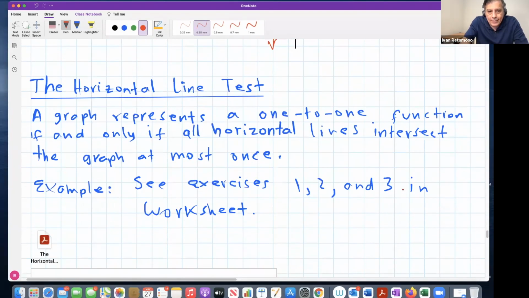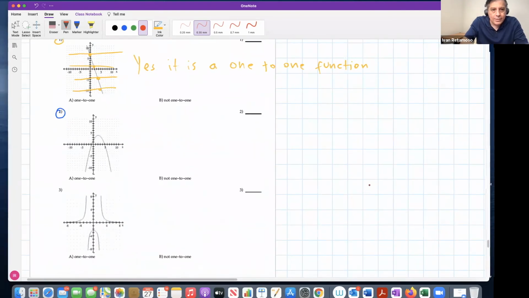Good. All right, so answer for number 2. Is this a one-to-one function or not? You see?